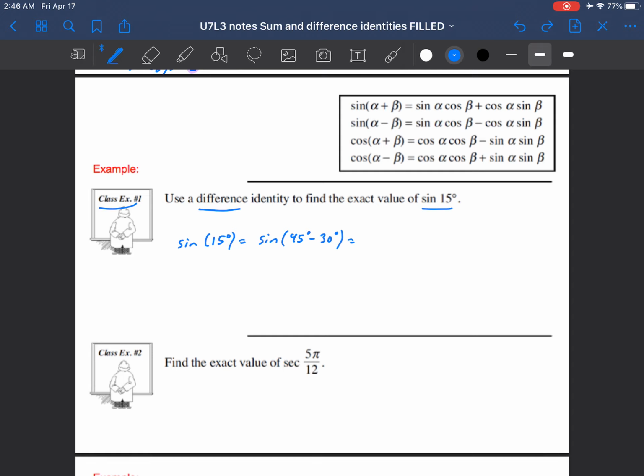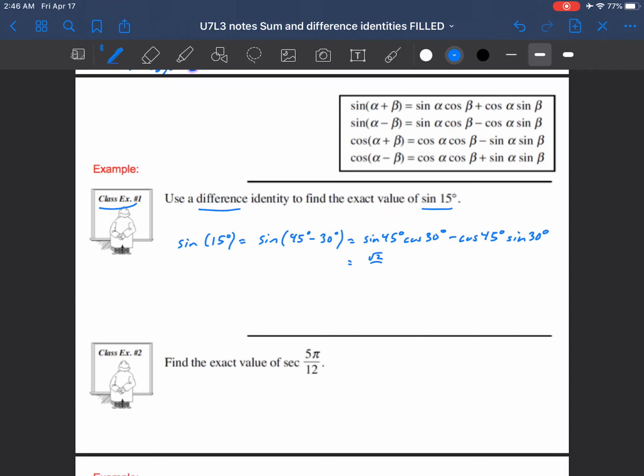So this is equal to sine 45 cosine 30 minus cos 45 sine 30. Okay, let me just double check that everything's right. 45 is first, so I should have sine 45 cosine 45, yeah. 30 is second, so I should have cosine 30 sine 30, yeah. This is a minus, this is a minus, this is a minus, yeah. Okay, now we can compute.